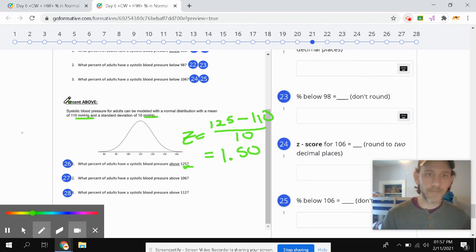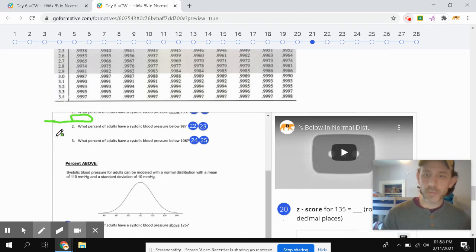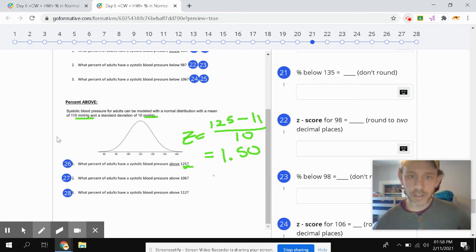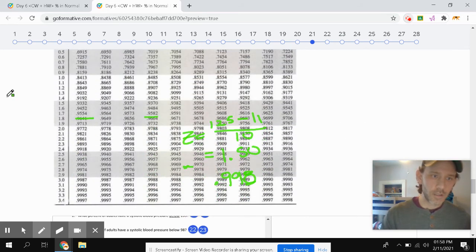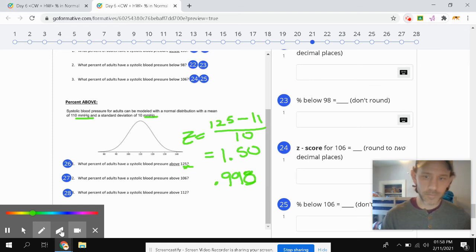So we go all the way up to find 1.5, and that's here, okay? 1.50 gave us this as our answer. All right, so 0.9332. That's the percentage below. So when I come back down here, this answer is going the other direction, right? No, let's go back. 0.9332. Okay, let's make sure we get the right answer here.